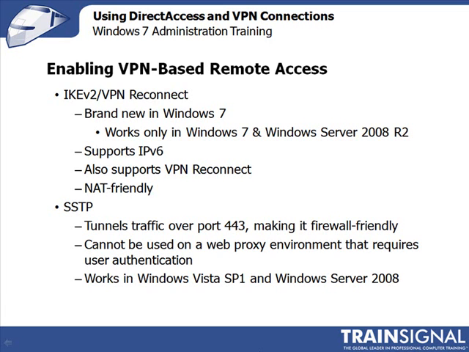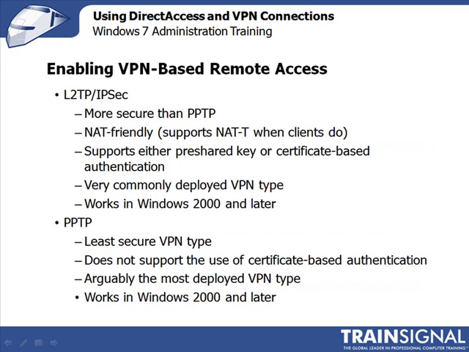Next, the SSTP connection method, as its name implied before, which is the Secure Socket Tunneling Protocol, tunnels traffic over a secure socket, or port 443. This makes SSTP very firewall friendly because almost every firewall allows outgoing 443 connections. However, SSTP cannot be used in a web proxy environment that requires authentication for the proxy because it just doesn't work. SSTP, or tunnel over port 443, is not compatible with these kinds of environments. SSTP works in any version of Windows, including and above Windows Vista SP1 and Windows Server 2008.